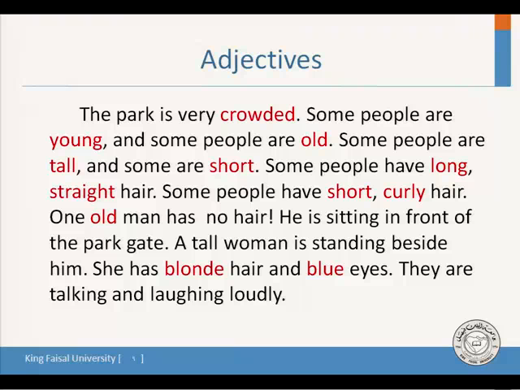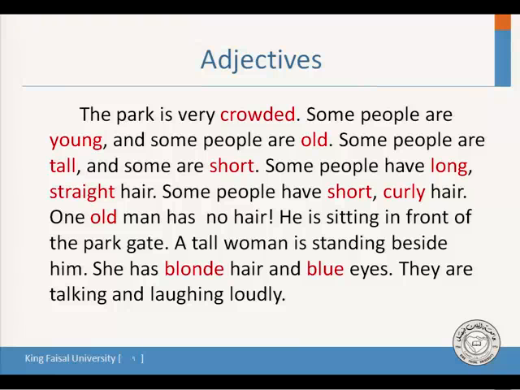Young and old, the opposite. Some people are tall and some people are short. Two adjectives. Okay? Now, the other adjectives, as you can see on the screen, are highlighted in red.